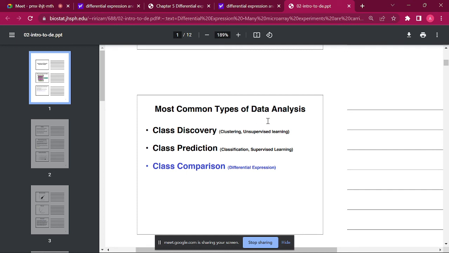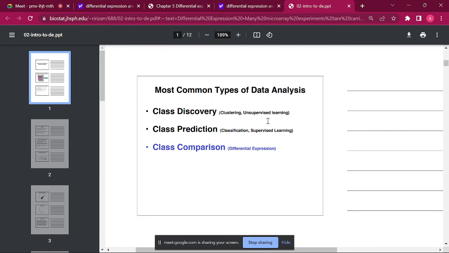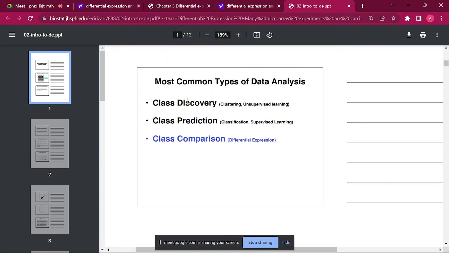Now, most common types of data analysis, जो data analysis हम लोग करते हैं, it can be either class discovery. That is, what do you mean by class discovery? Suppose that we have got a lot of data, but we do not have the labels corresponding to those data. Like हमारे पास data है patients का. Suppose that we have only brain tumor patient data, but are all the different brain tumor patients the same? This is the question.